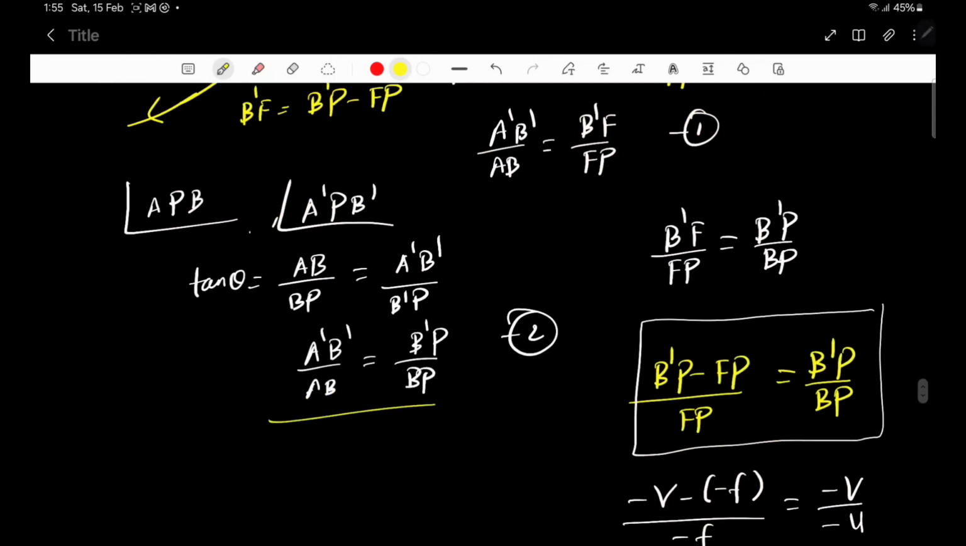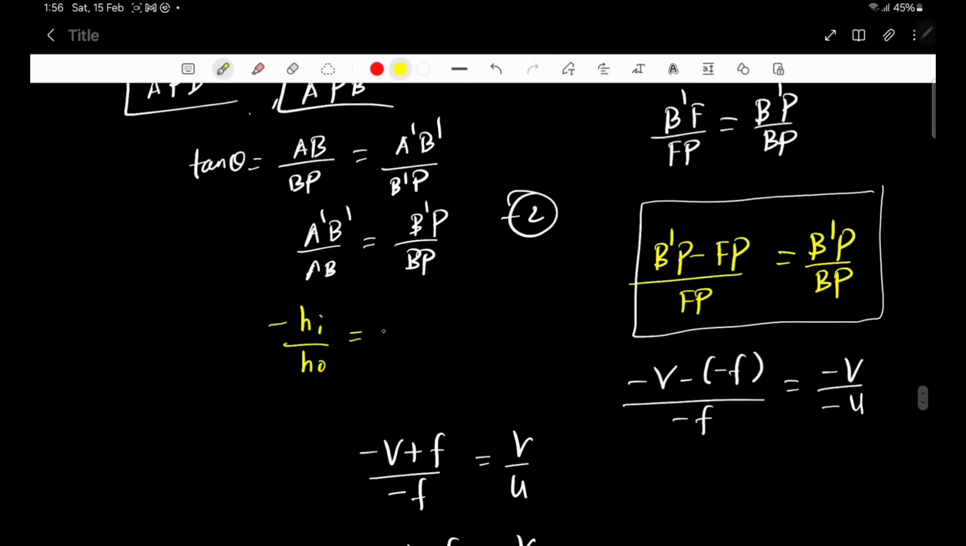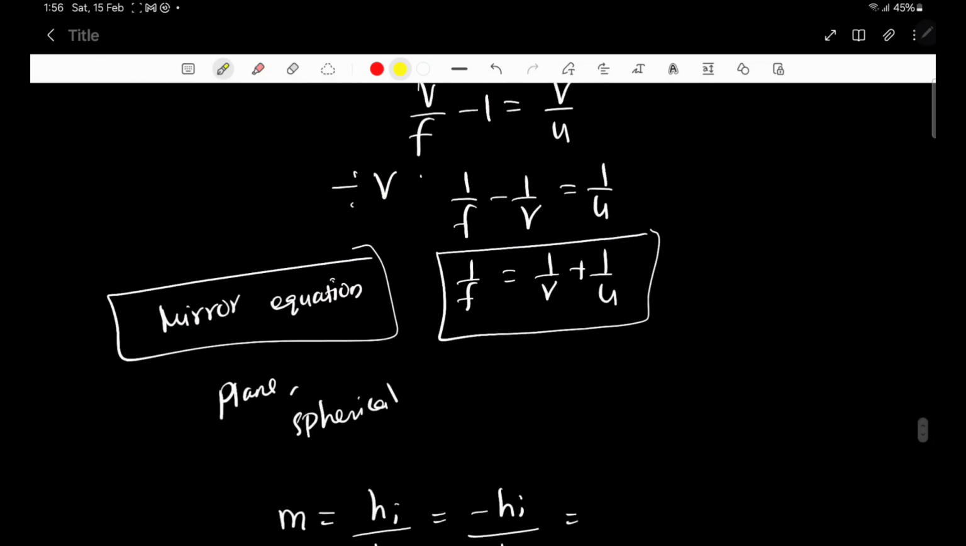From this equation you can very clearly infer one remarkable fact: A dash B dash is nothing but the height of the image, AB is nothing but the height of the object, whereas B dash P is nothing but the image distance, it is a minus of V, and BP is nothing but the object distance, it is a minus of U. So the minus will get cancelled off. As per our sign conventions, HI by HO equal to minus of V by U. So this is the magnification formula then.